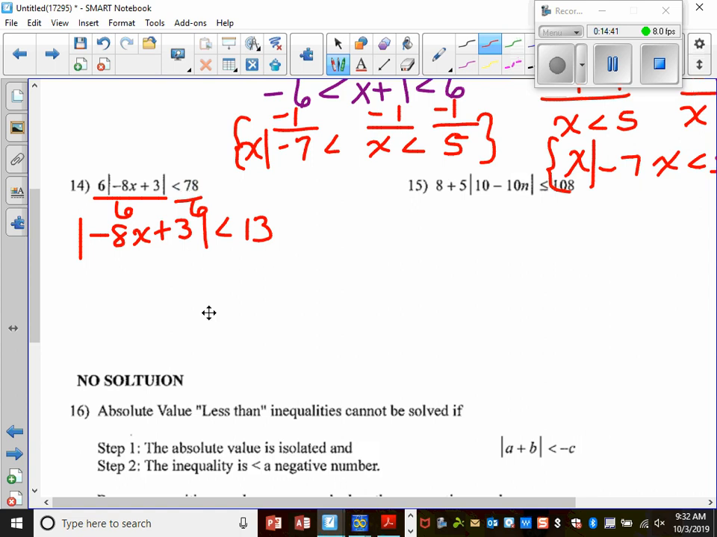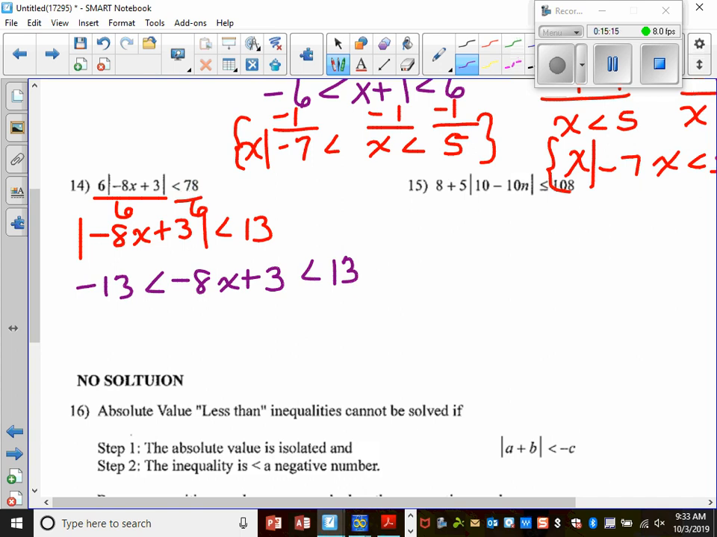Okay, so now we're going to either write it as a single compound inequality or separately. It's totally up to you. I'll do both. So I'm going to drop the bars. I'm going to put the -13 is less than negative 8x plus 3, which is less than 13. Okay, that's how you would write it without using the word and. And then you can solve it from there.